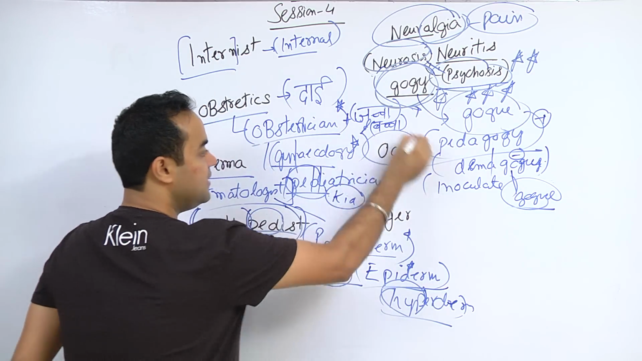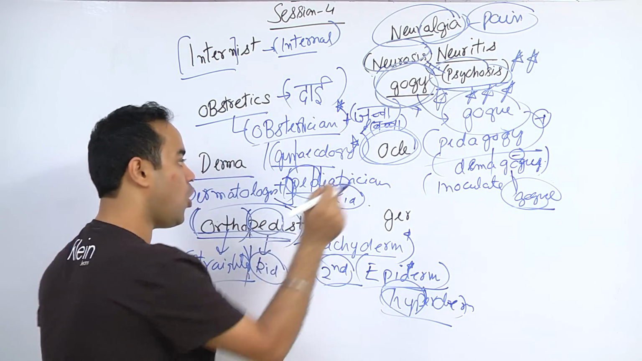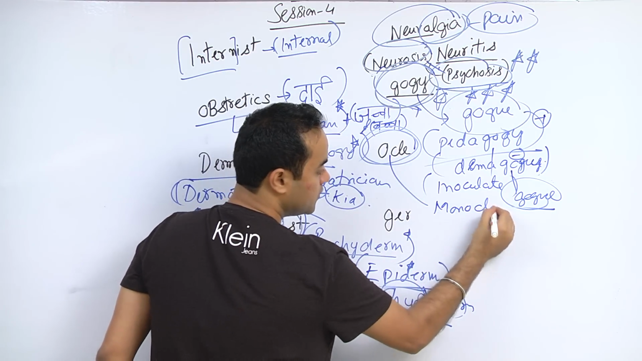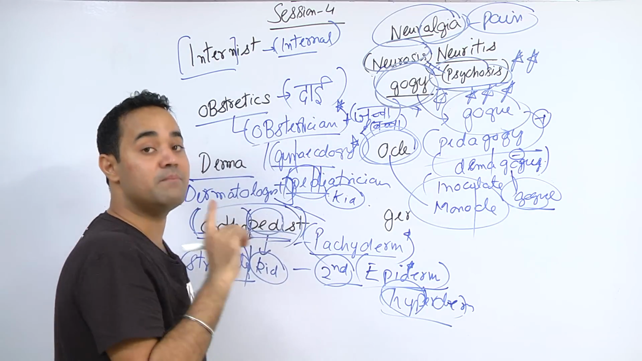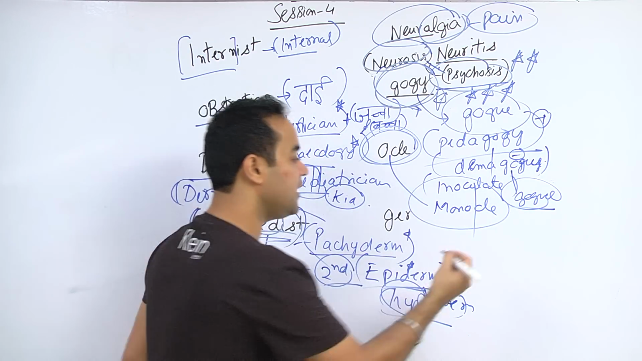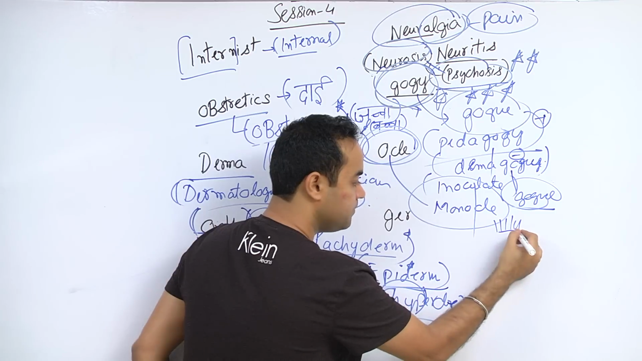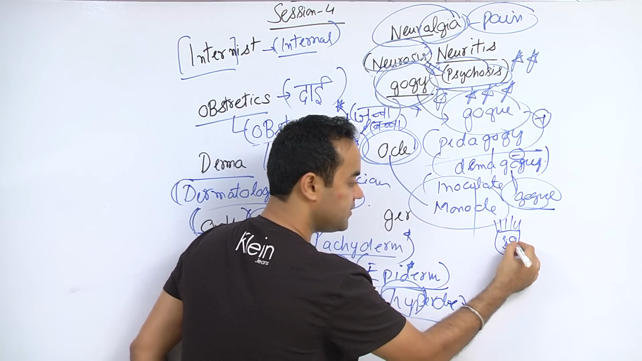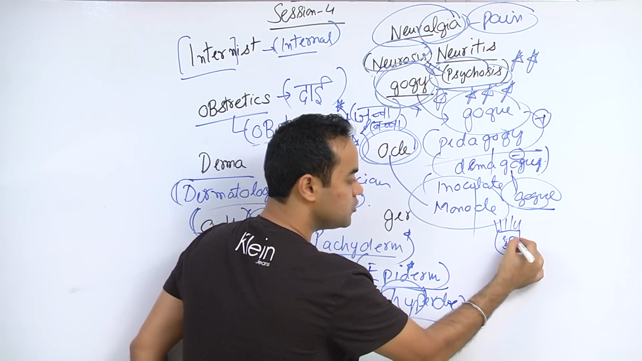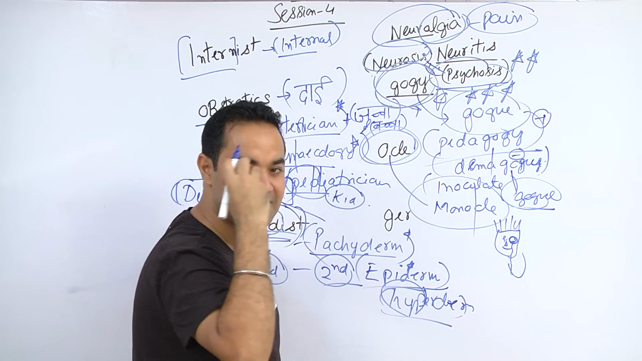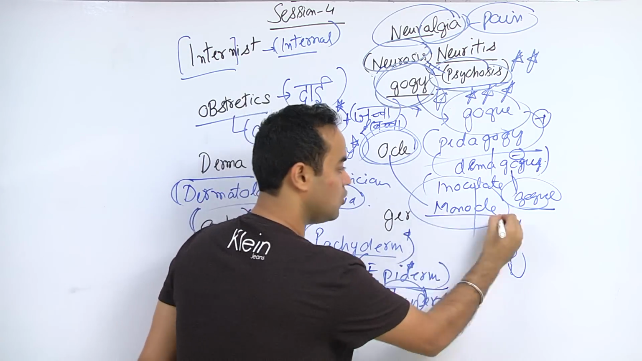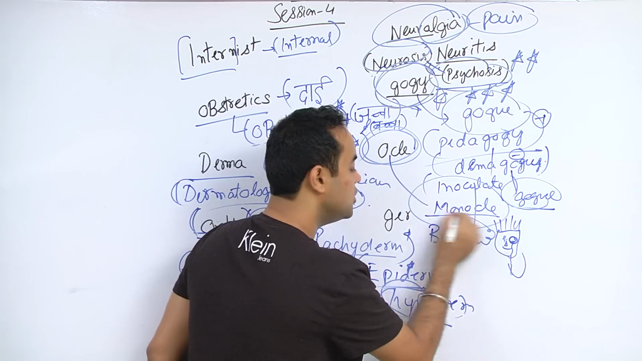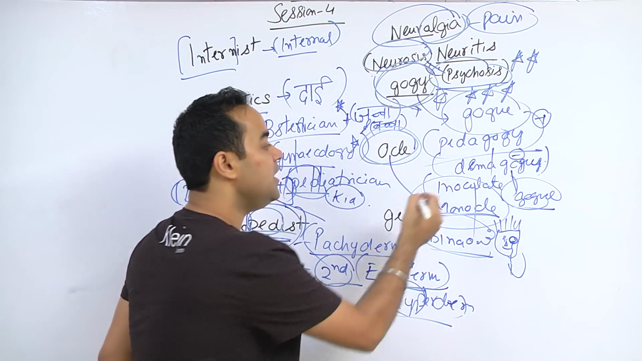Next one, the second last word or root word for today is ocle. Ocle means eye. Monocle. Mono, remember session number 1? Mono means one. Single eye. If you remember a guy called Muhammad Ali Jinnah, he used to wear a monocle in his eye. Monocle is like a single eye, single lens. Similarly, binocular means two eyes or two lenses.